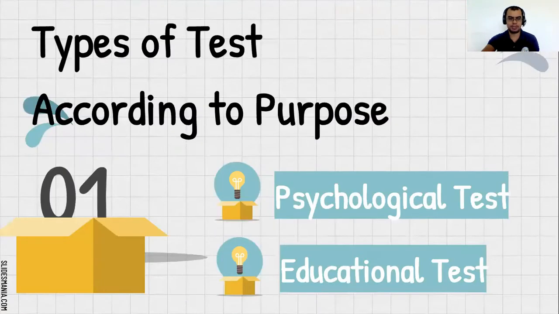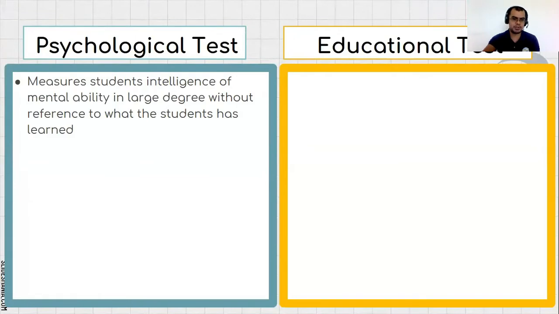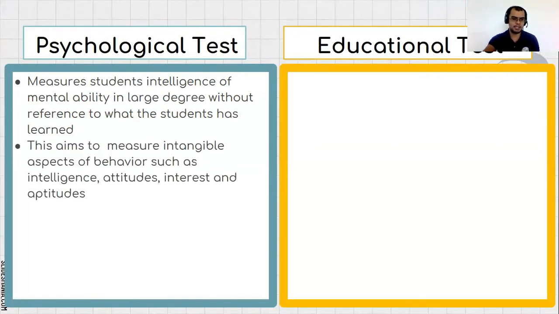Let us begin with number one, types of tests according to purpose. These are psychological tests and educational tests. Let us begin with psychological tests. It measures students' intelligence or mental ability in large degree without reference to what the students have learned. This aims to measure intangible aspects of behavior such as intelligence, attitudes, interests, and aptitudes.